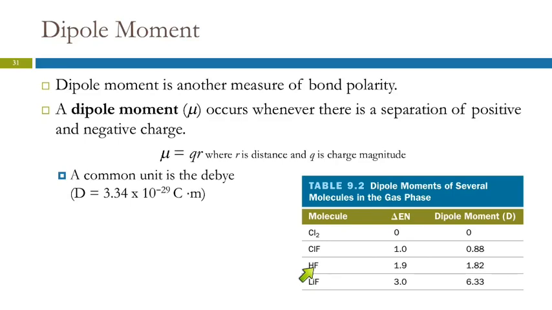HF, we looked at that one. Here the difference is 1.9. So bigger difference in electronegativity, larger dipole moment. Lithium fluoride, difference of 3.0. Now this is considered an ionic compound because the difference in electronegativity is greater than 2. And the dipole moment, 6.3, much higher.